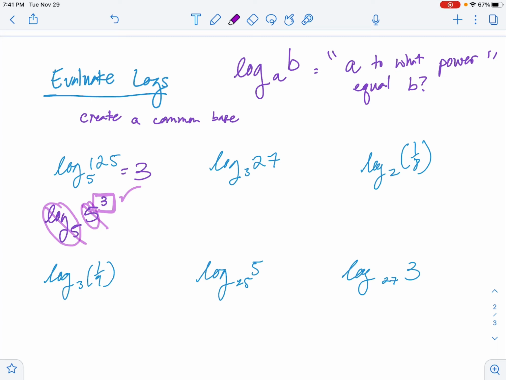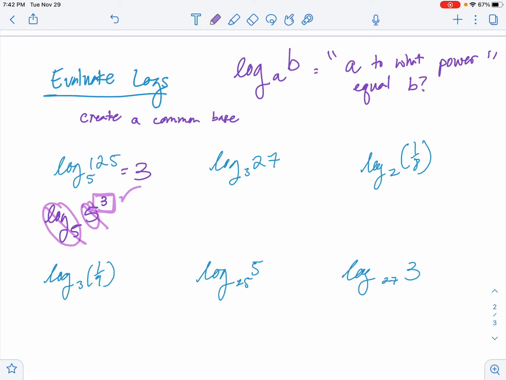So that is a procedure that I would follow if I really can't find a power for it. Create that common base and then cancel out the bases so you're left with the power as your answer.